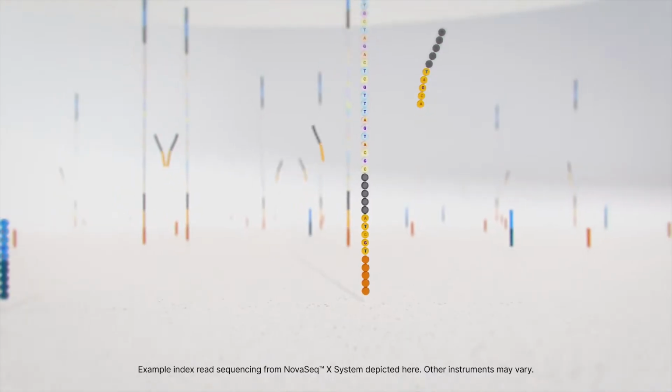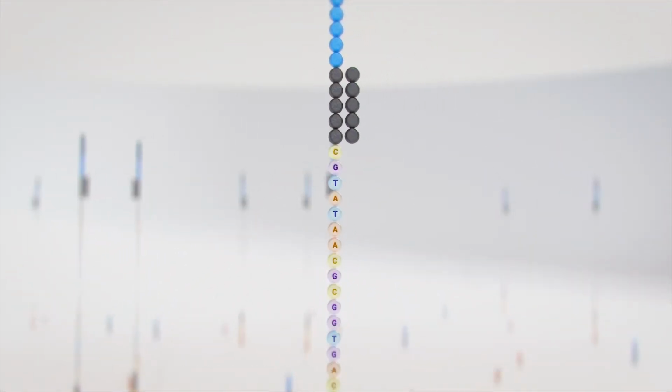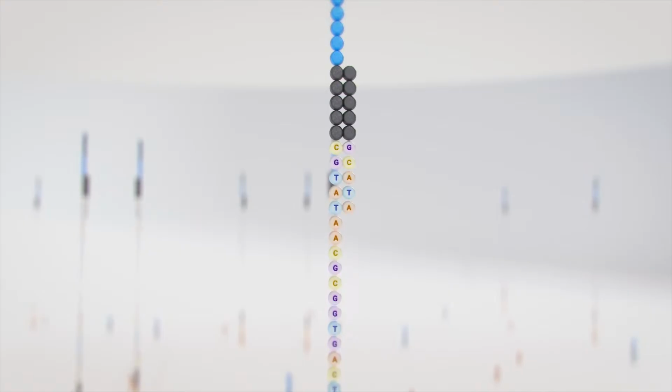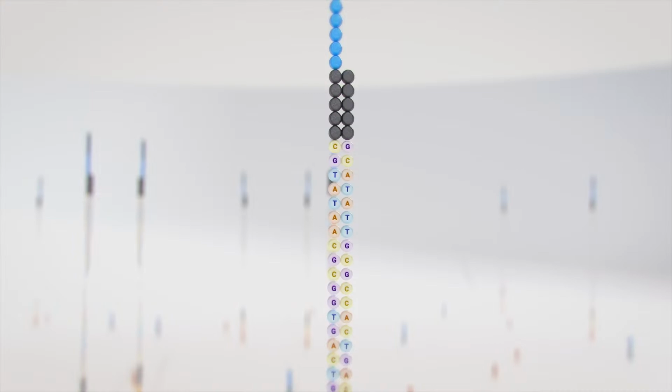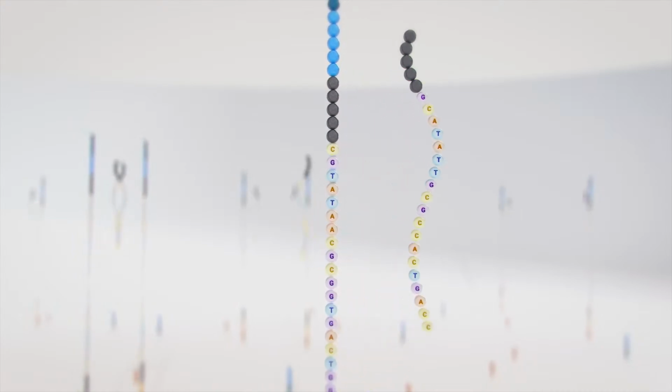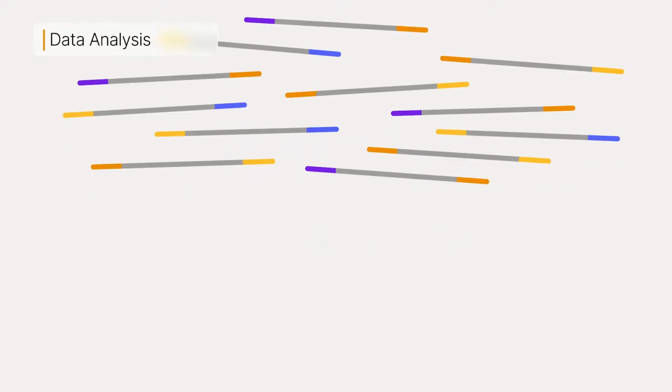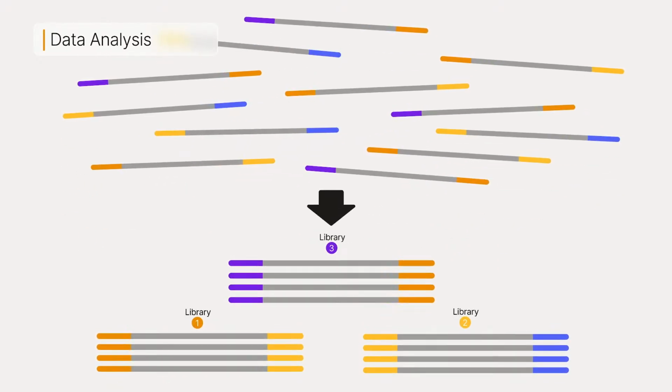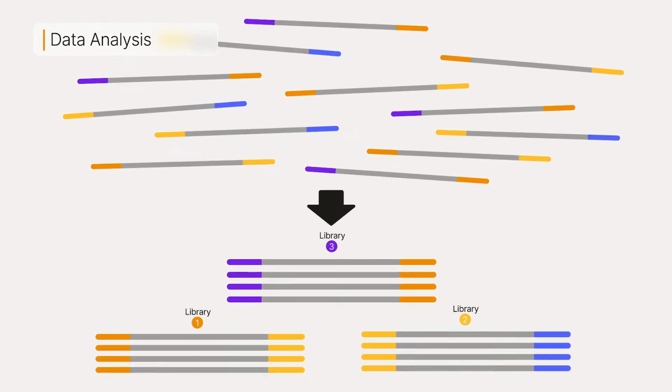Read 2 begins with the introduction of the Read 2 sequencing primer. As with Read 1, the sequencing steps are repeated until the desired read length is achieved. This entire process generates billions of reads representing all of the fragments. Sequences from pooled libraries are separated based on the unique indexes introduced during the library preparation.